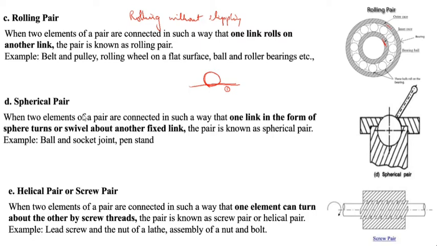Spherical pair. When two elements of a pair are connected in such a way that one link in the form of a sphere turns or swivels about another fixed link, the pair is known as spherical pair. Ball and socket joint, pen stand. Example is our neck movement. Our neck movement is called spherical pair.